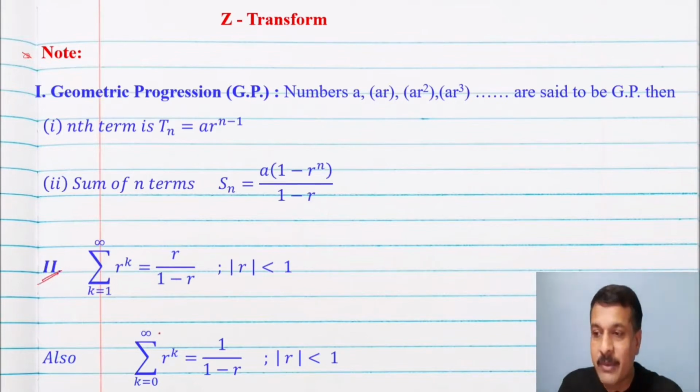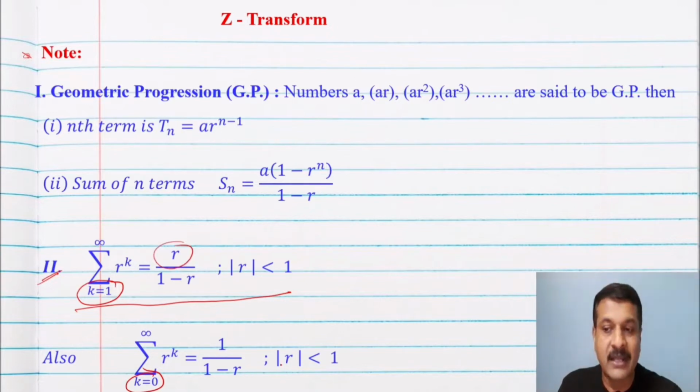Yes, this is the second one. So without fail you remember this second, because for most of the problems to find the Z transform I will use this one. So what is that? Summation k varies from 1 to infinity R raised to k equal to R upon 1 minus R, where mod of R is less than 1. And if summation k varies from 0 to infinity R raised to k, note that here k is 1 to infinity, here k varies from 0 to infinity, that is equal to 1 upon 1 minus R. If 1 to infinity, then R upon 1 minus R, and if 0 to infinity, it is 1 upon 1 minus R. In both cases, mod of R is less than 1.